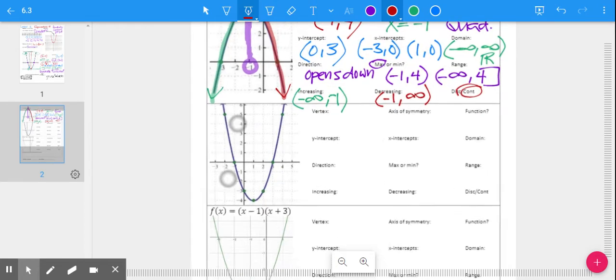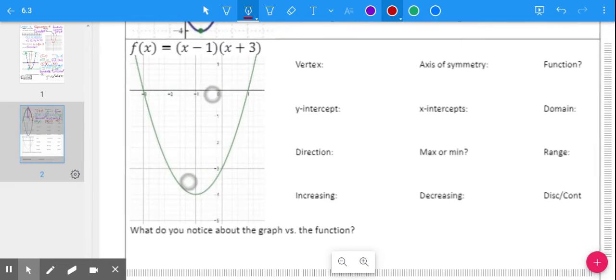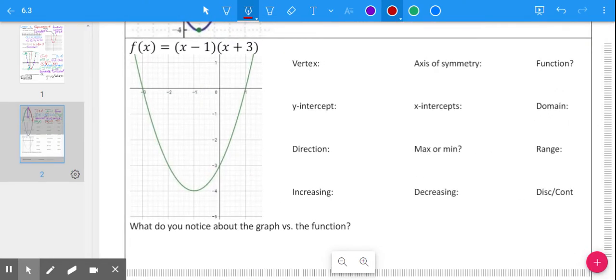All right, I left this one for you guys to do in class, so I'm going to do the same in the video, and we're going to go over this one. So the vertex for this one, same as before, is the lowest point or the highest point. It's that turning point on your parabola. So this one is at -1, -4.